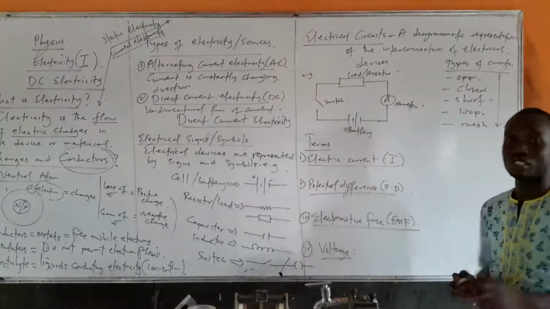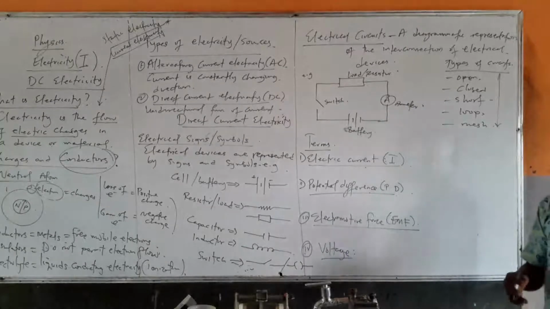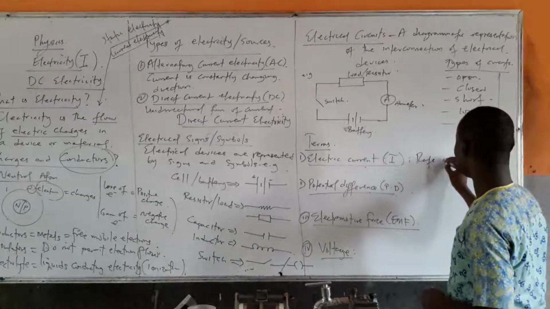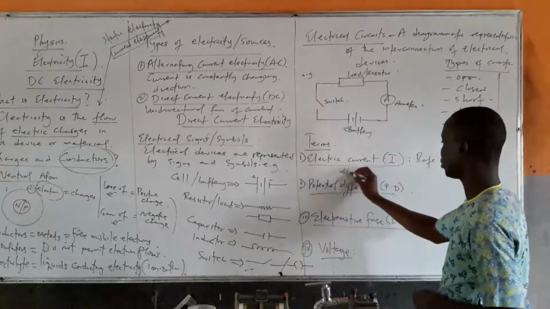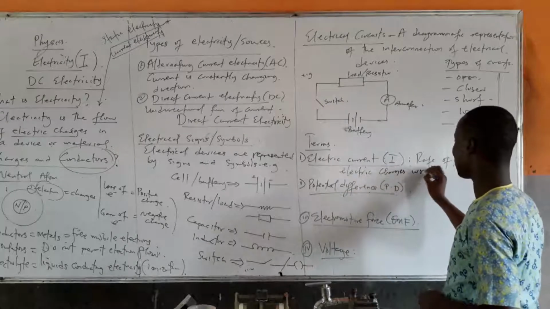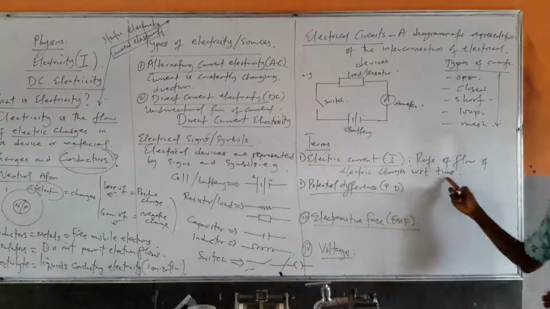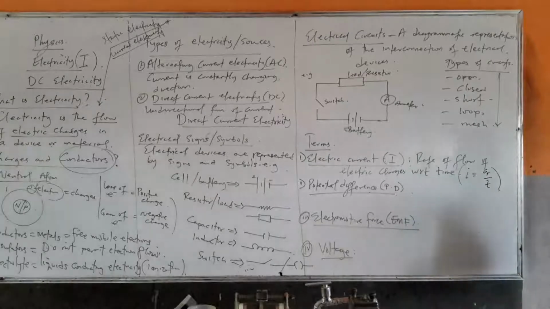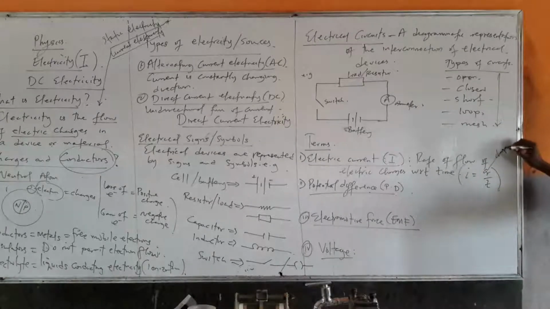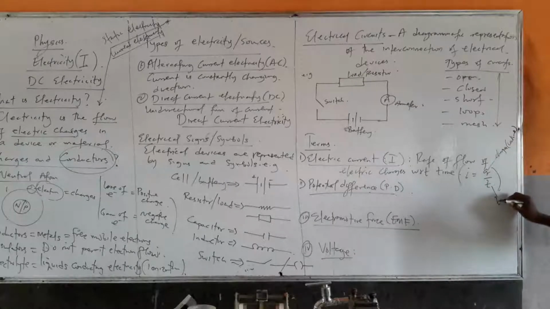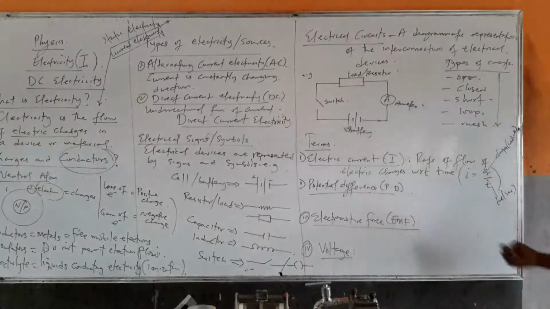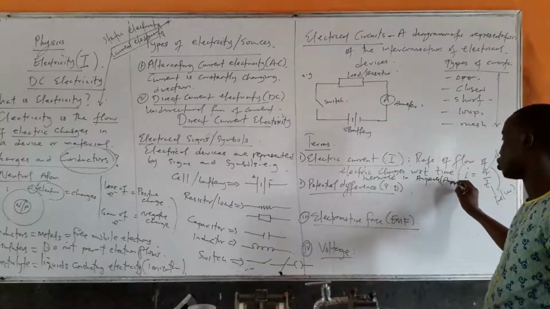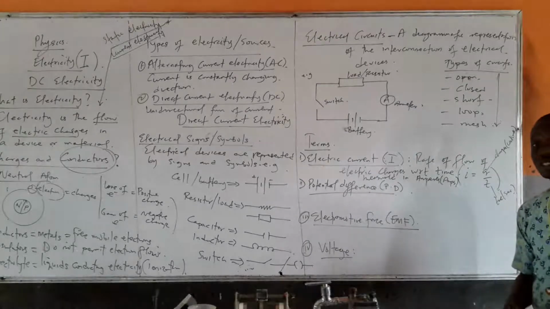Now, there are some popular terms we use in electricity that are very, very important. Popular terms in electricity. Okay, the current electricity, or electric current. Electric current is the rate of flow of electric charges with respect to time. That is, my electric current I is Q over T. You can see the Q stands for what? The charges, in coulombs, while T stands for time in seconds. So my electric current is measured in amperes, amps. That's the unit for measuring the electric current. Remember, the electric current is a fundamental quantity, and the unit is what?